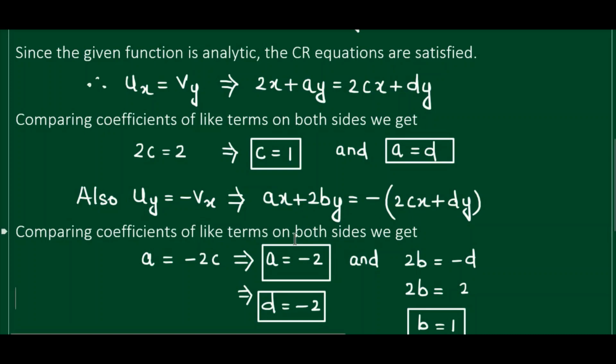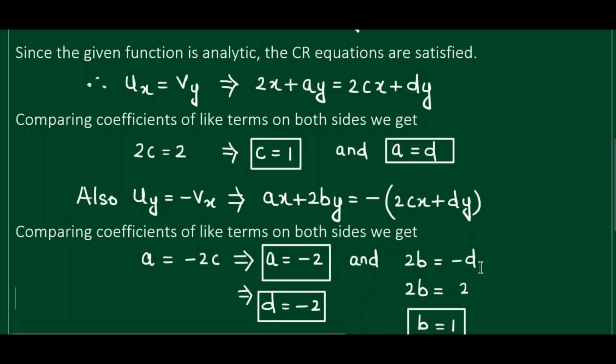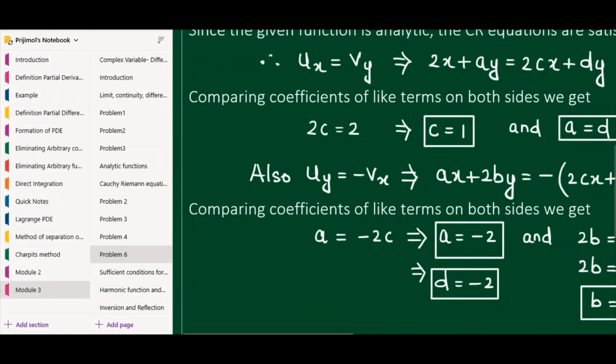After comparing the coefficients of x and coefficients of y, you get a is equal to minus 2c and 2b is equal to minus d. And since we have already obtained c, you have to take c as 1, so you will get a as minus 2, but you know a and d both are same, therefore d is also minus 2, and when you substitute in this equation, you get b as 1. Thus we have obtained all the values when the given function is analytic.